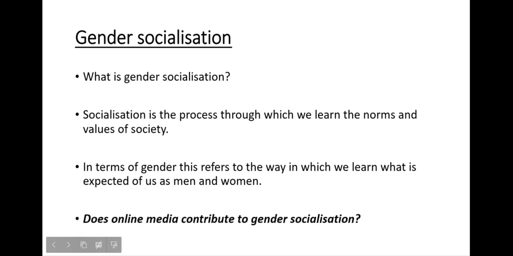Now, this question, I think, goes without saying. Online media, I would say, now contributes heavily to gender socialization, perhaps more than any other media texts, because younger people who are still very impressionable are really into online media and probably consume more online media than they do any other type of media. I think the way that online media presents different genders can play a really strong role in young people's understanding of this. But this isn't just restricted to young people, it's old people as well.